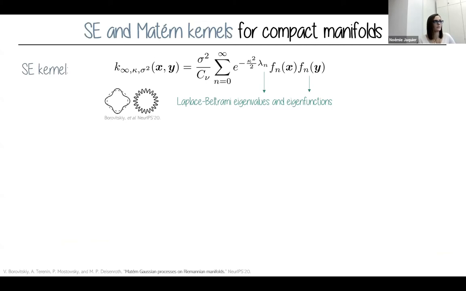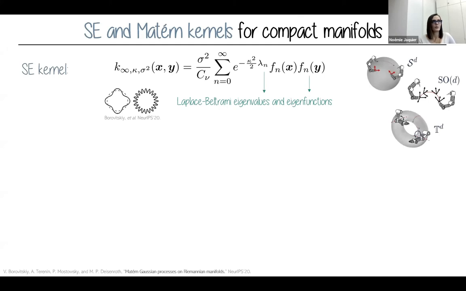Here you can see the sum of the Laplace-Beltrami eigenfunctions for the sphere and for the circle, based on this NeurIPS paper of Borovitsky and colleagues. In practice, we have this infinite sum, and you can simply take, for example, the first 10 to 21 terms, which is sufficient to have a precise kernel for what we need. Those kernels are valid for compact manifolds, such as the sphere, SO, and the torus, mostly the ones that I presented before. Intuitively, these are manifolds that have a boundary, and these are the ones that we call compact.